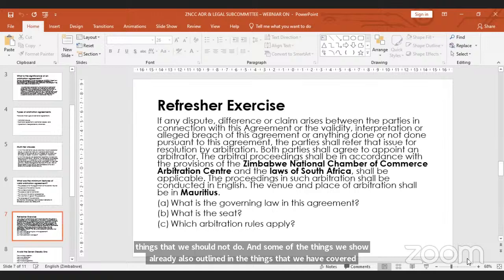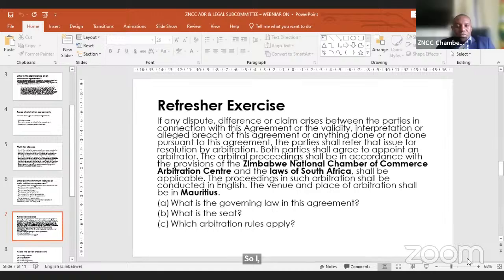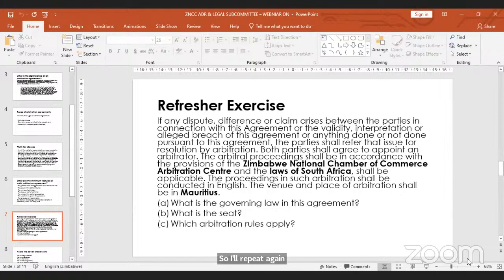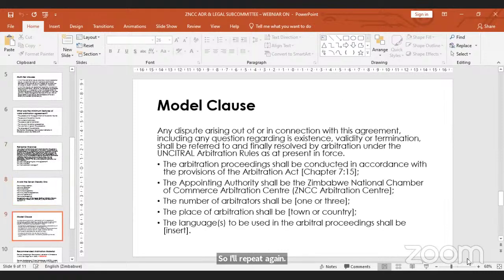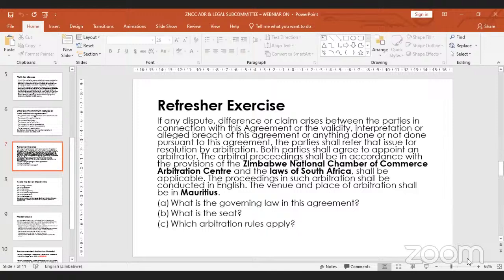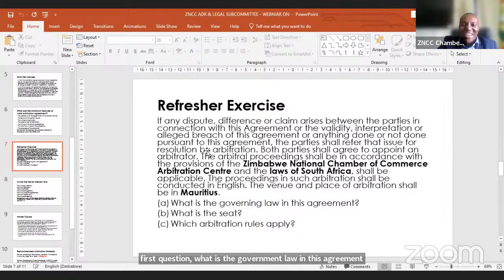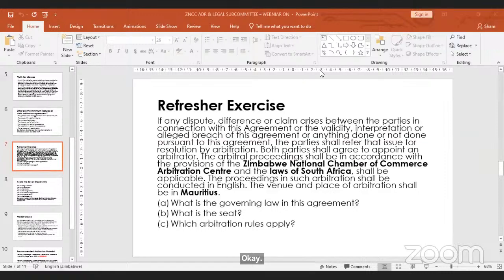There we have it, ladies and gentlemen. I'll repeat again. Can those who wish to venture answers raise their hands so that we can give them a chance to do so? Any hands there? The first question, what is the governing law in this agreement? Perhaps people are afraid? No, it's all right. What is the governing law there?